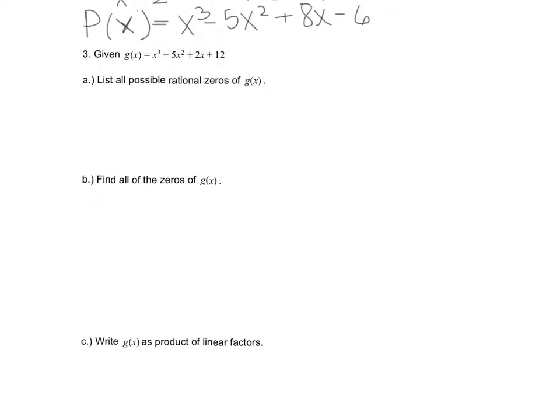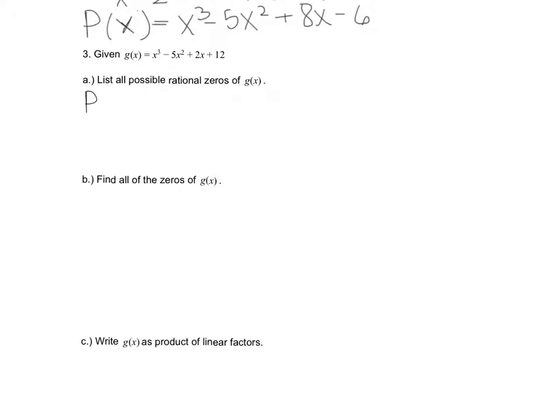Number 3, given our function g of x equals x cubed minus 5x squared plus 2x plus 12, we want to first list all of the possible rational zeros of g of x. So that involves finding p and q and then doing p divided by q. So p is, remember, all of the factors of our constant, which is in this case 12.